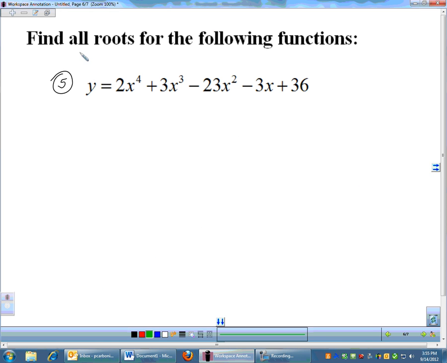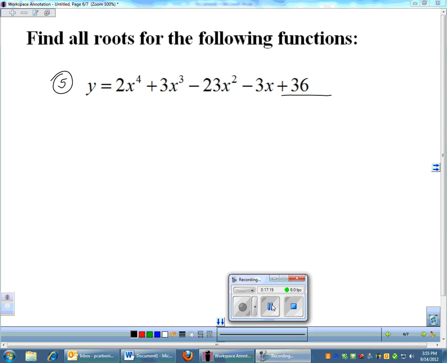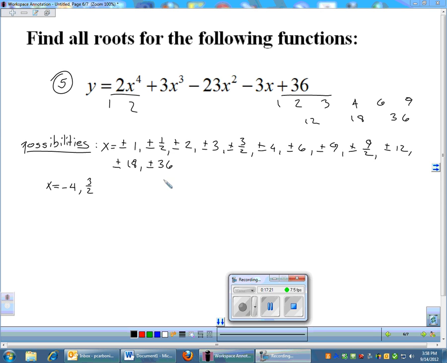So the only difference is here I'm asking you to find all roots, not just the rational roots. So I'm going to list factors of 36. And for the sake of cutting back on the video, I'm going to pause this while I write these. There, that saved us a couple of minutes. So I've listed all my possibilities, and I've already looked at the graph. And these are the only 2 of my possibilities that look like will work.